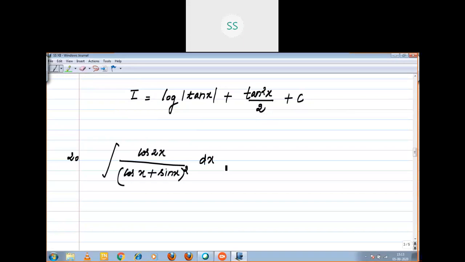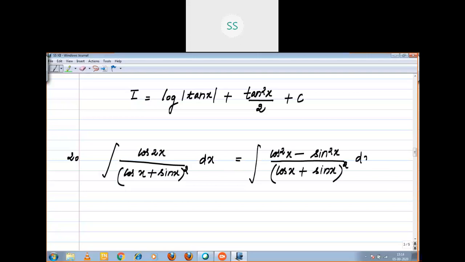Already I gave a formula for cos 2x, which is apt to use here. Which is apt? Anyone? Yeah, Ritik, Krishna, Kiranmai, anybody? Yeah, very good. Cos square x minus sin square x divided by cos x plus sin x the whole square.